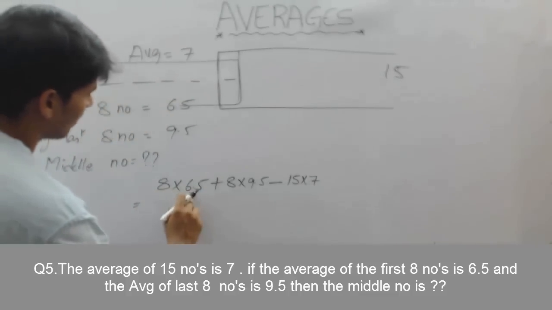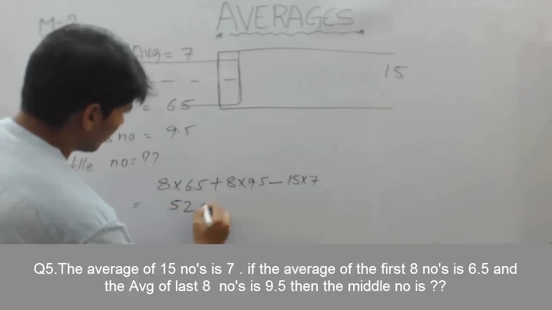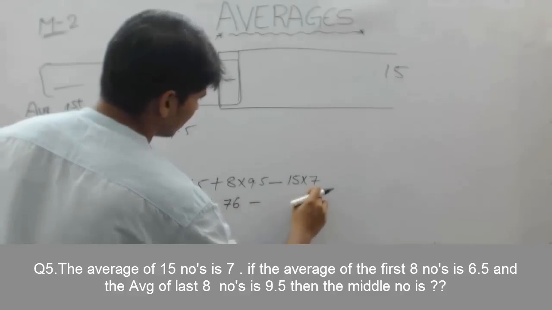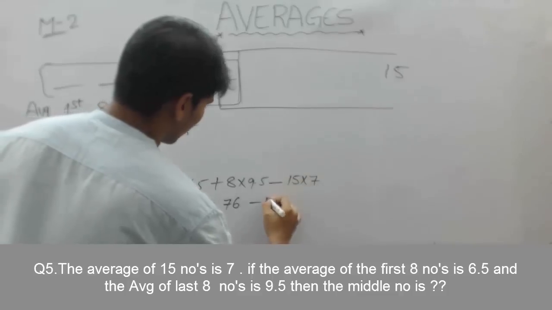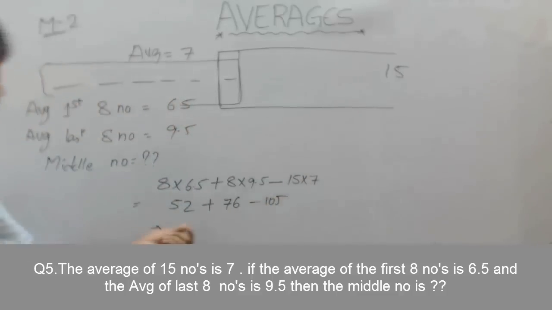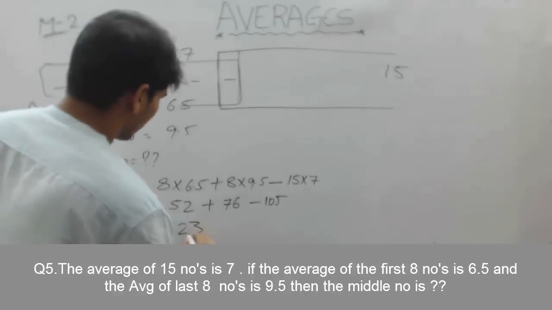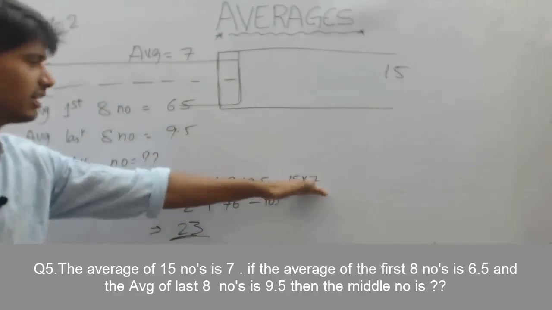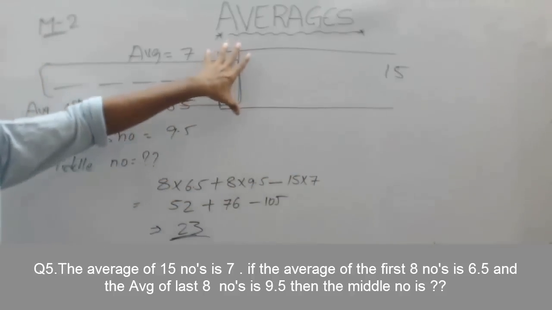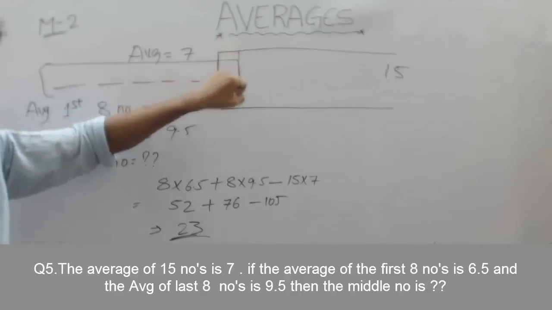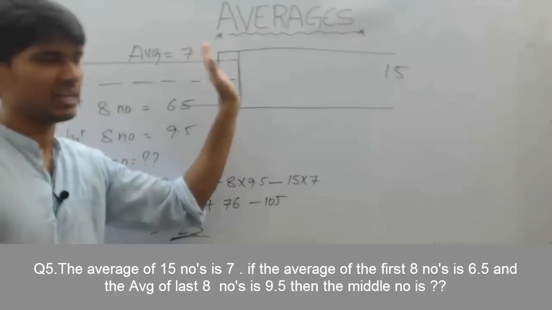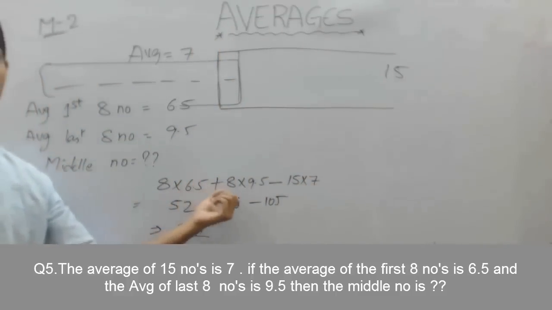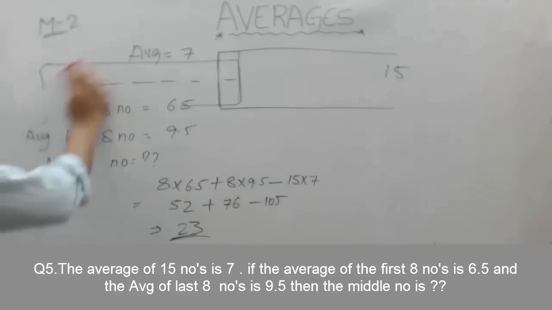So 8 into 6.5 is 52, 8 into 9.5 is 76, minus 105. So your answer will be 23. In the previous problem what we have done is we have subtracted the total minus the rest, but here the middle number is included twice, in both the first 8 numbers and the last 8 numbers. So let's move to the other model.